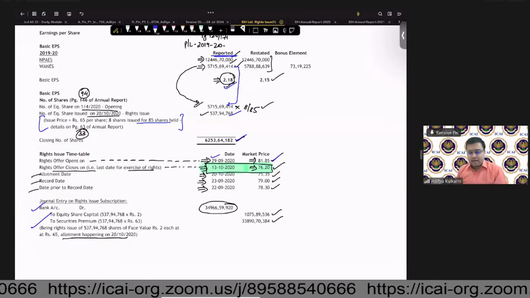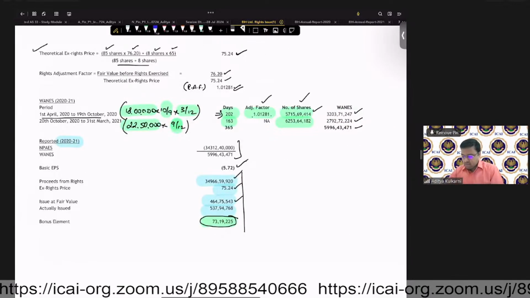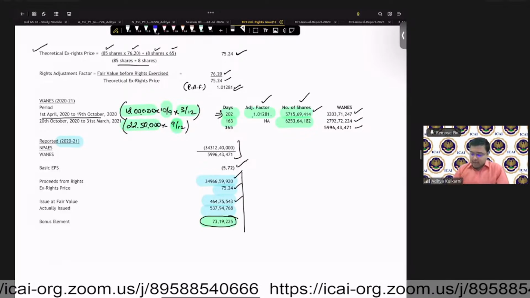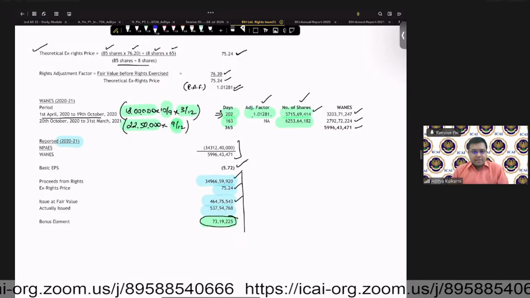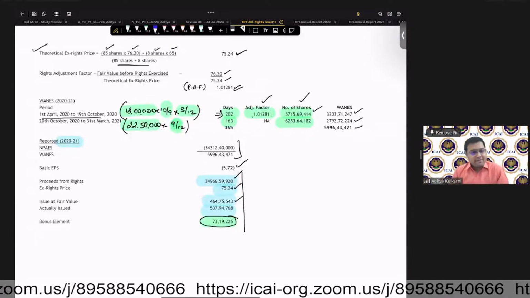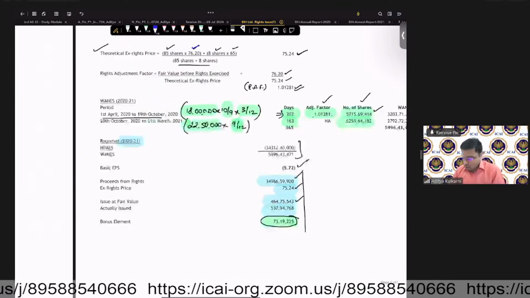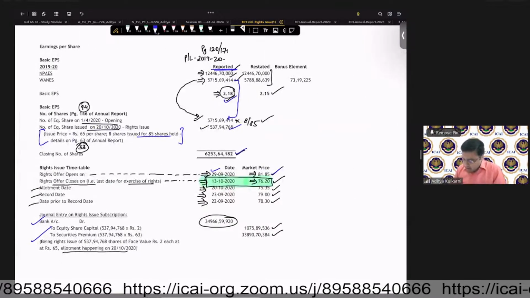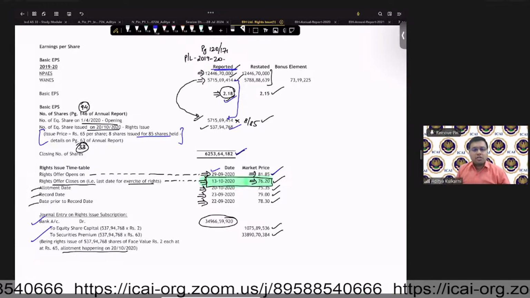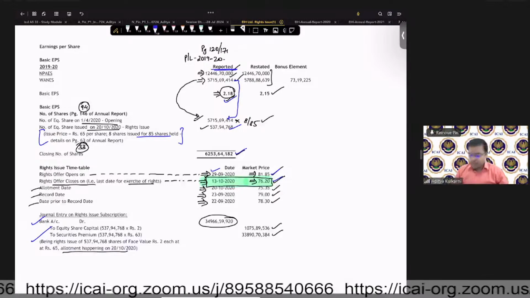So when I did the rights issue, this is the journal entry that would have been passed. This is just for our understanding and explanation. Now let us come to the understanding of the workings. The theoretical ex-rights price works something like this. I had 85 shares at 76.2. What is 76.2? The price of the share before the closure of rights. Just before the closure of rights, it is 76.2.